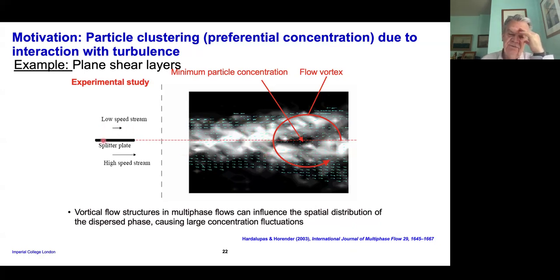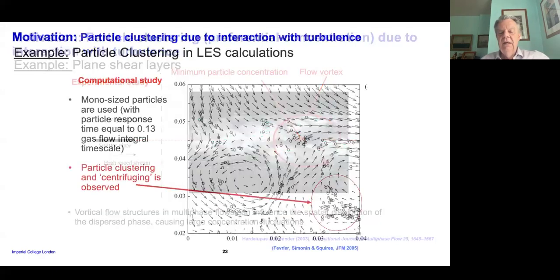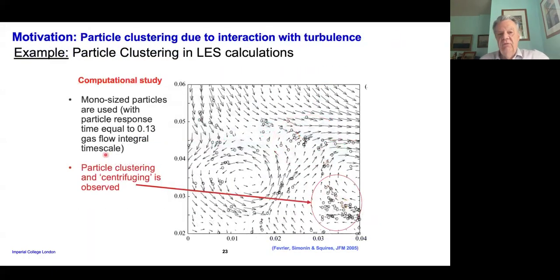And this is just a splitter plate with a low and high speed, so a shear layer. And you see how the vortices that are being generated effectively make the particles centrifuge away. And this has also been observed with DNS or LES, and this is some earlier work from France. And you do see that at an instant in time, you do get this higher concentration of particles in certain regions. And the question is, why?